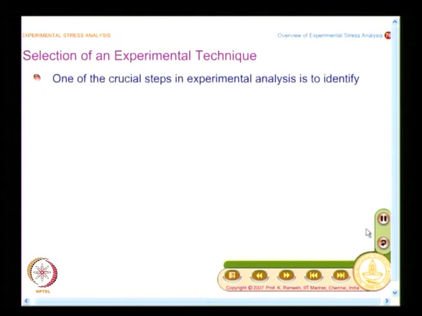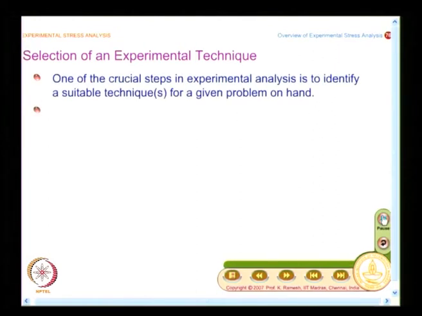And now we move on to a very important topic: how to select an experimental technique for a given problem. And this is one of the crucial steps, whether I can choose one technique or a combination of techniques to solve a problem at hand.